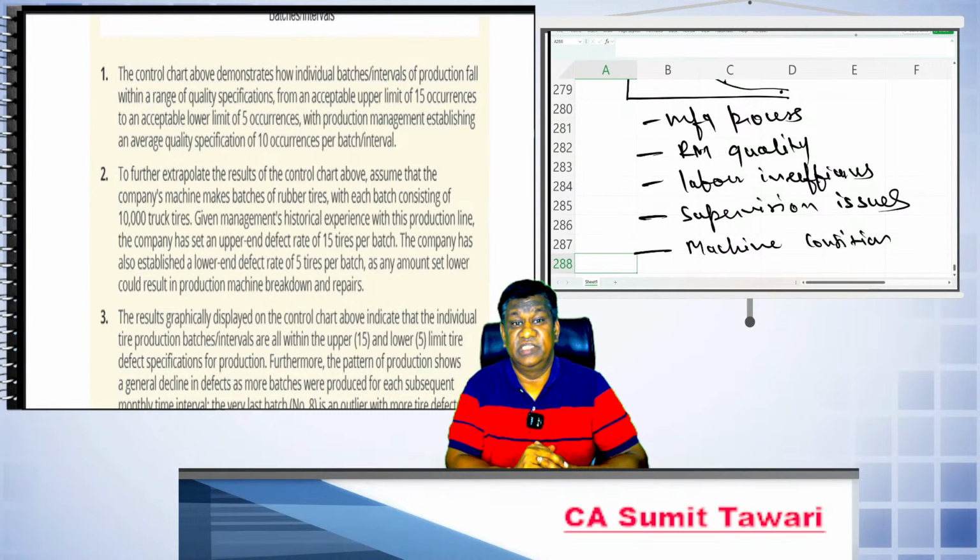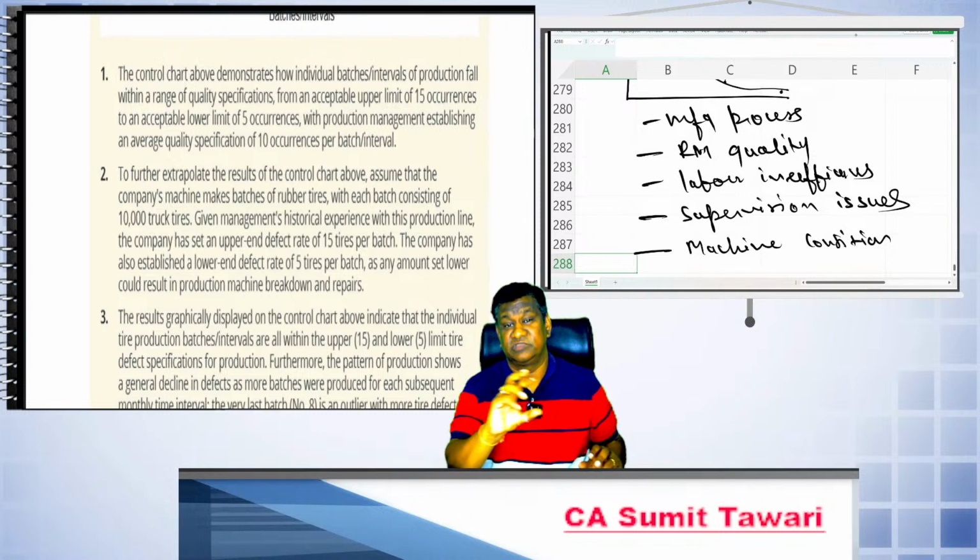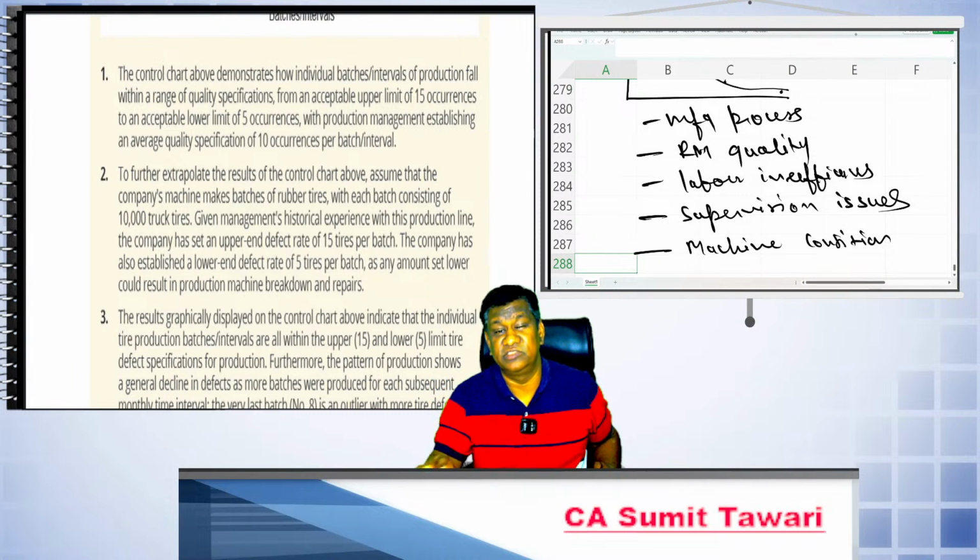The result graphically displayed on the control chart above indicates that the individual tire production batches or intervals are all within the upper and lower limit of tire defect specification for production. Furthermore, the pattern of production shows a general decline in defects as more batches were produced for each subsequent monthly time interval. The very last batch, number 8, is an outlier with more tire defects than the average of 10. Sometimes, if it is one point only, then it is okay. Sometimes an exception may arise, but if it is showing a continuous trend, then it is time for investigation.